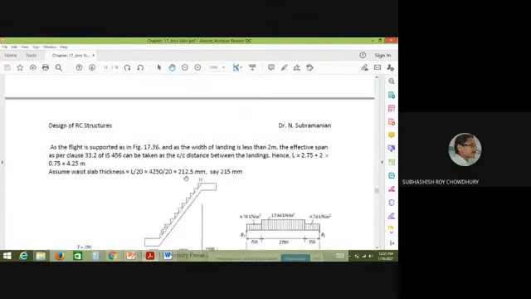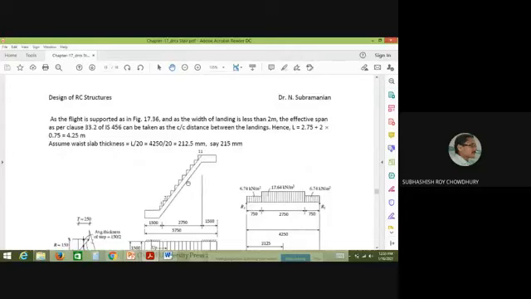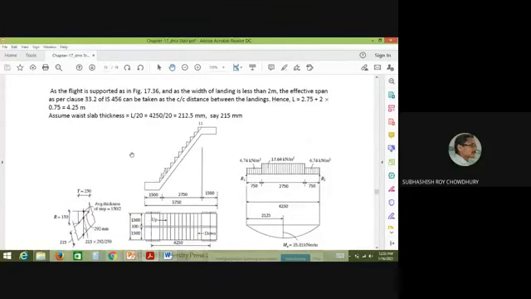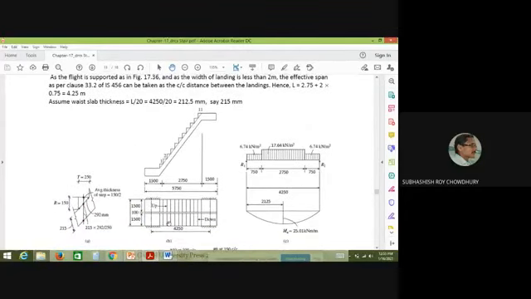So in that case, the loads will be calculated in a similar way, plus try to understand what will be the effective span. The effective span has been calculated. This is 2750. Now 1500, half of that will be 750, half of that will be 750. So simply 750 plus 2750 plus 750 has been added. So this will be the effective span for the flight. Okay, so this is 4250.